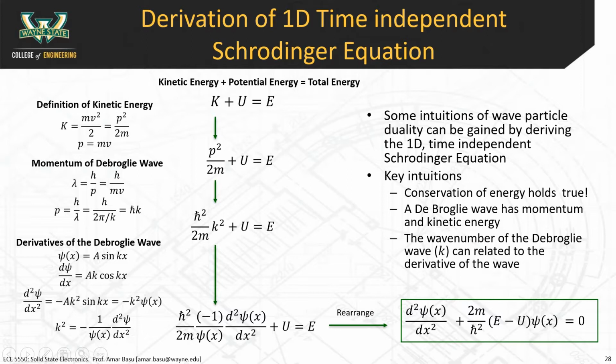Let me say that again. The second derivative of the function plus something times the original function is equal to 0. This is a standard form of a second order differential equation with no forcing term here.